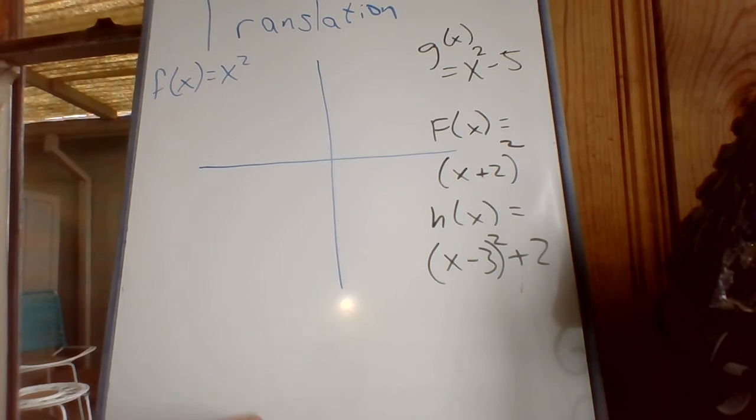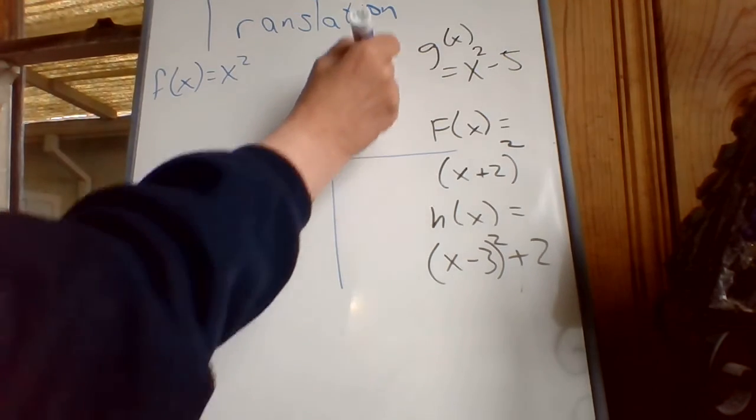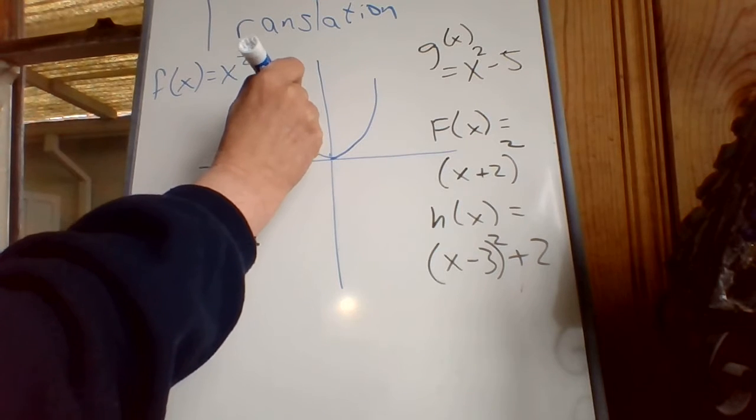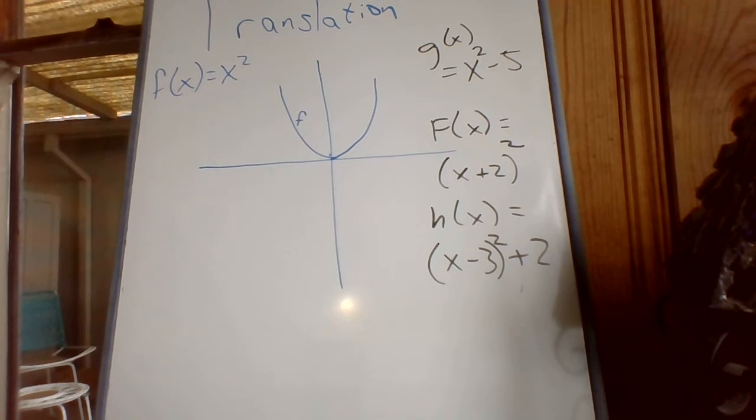Translation. Okay, so this doesn't mean translation like English into Spanish or something like that. This means sliding things around. So if I start with something like x squared, well, we've already used a calculator to graph that. It made this little U shape like this. And I'm going to label that with a little f so we'll keep track of it.